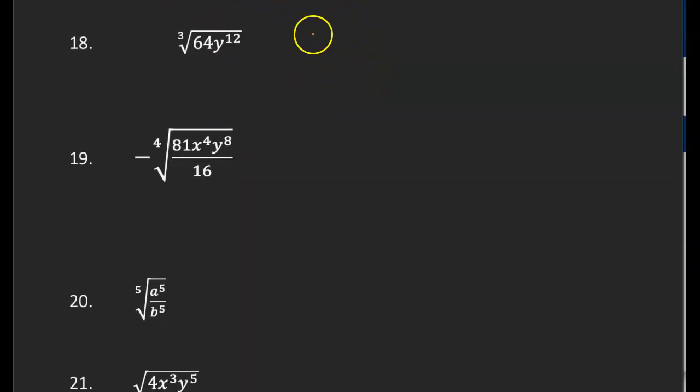All right, so the cube root of 64, if I'm not mistaken, is 4. And then we're going to take the 12 divided by the 3, which is the index, and that's going to be y to the 4.